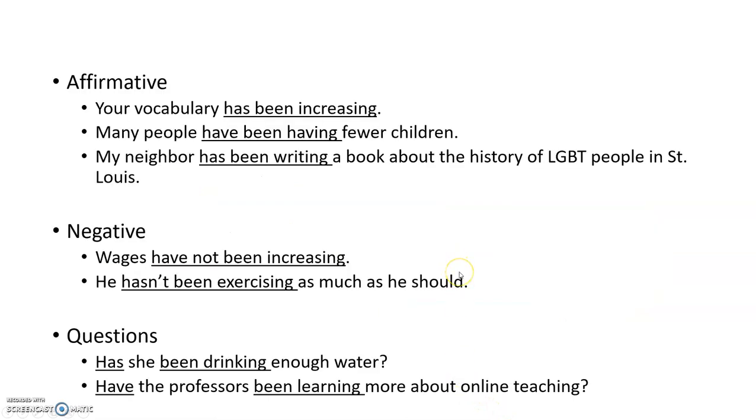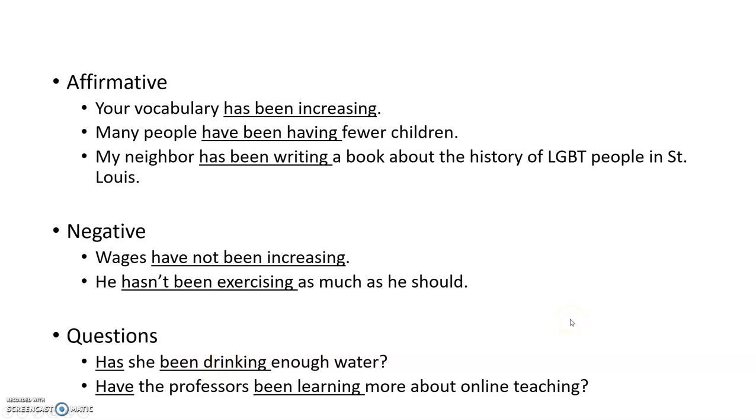Here are a few examples of affirmative and negative and questions. And I have the verbs underlined. You can read those and pause the video. Notice for negative, we simply use not after the first part of the verb, after have or has, or we can use the contraction hasn't or haven't. For the questions, we have the first part of the verb and then the subject and then the rest of the verb.